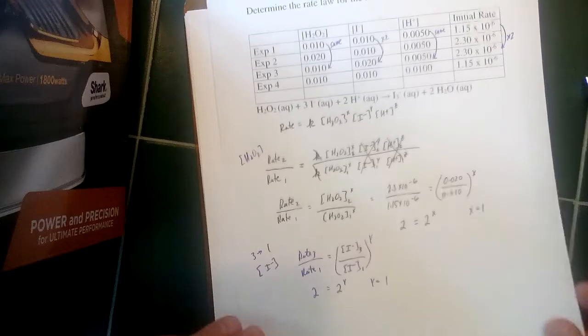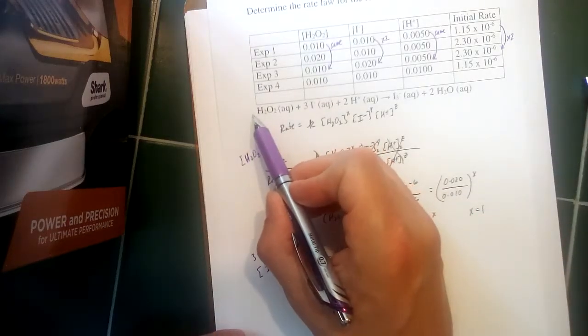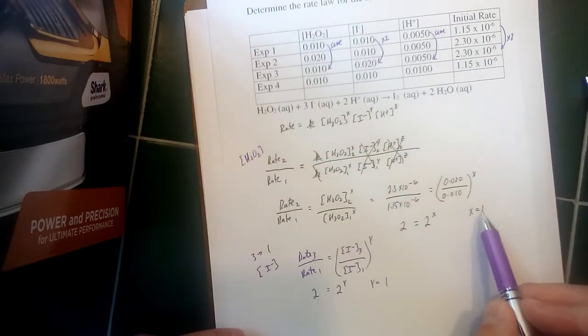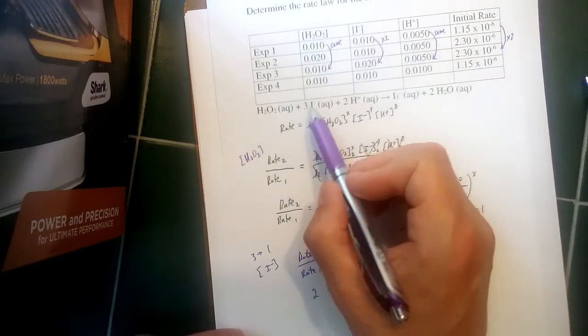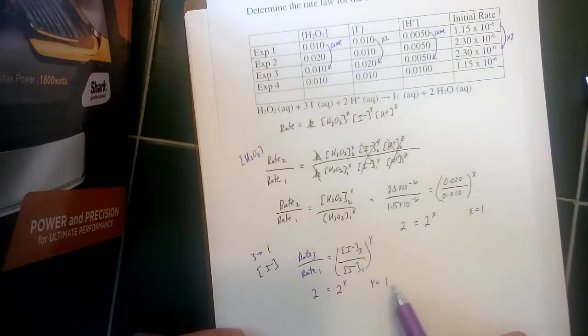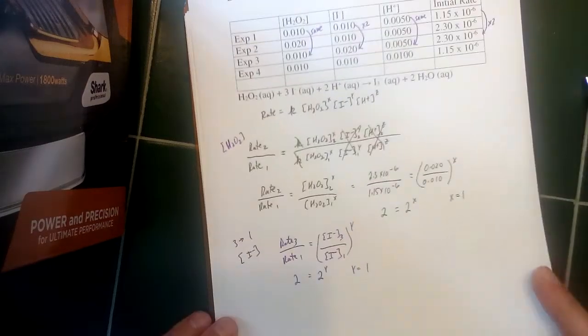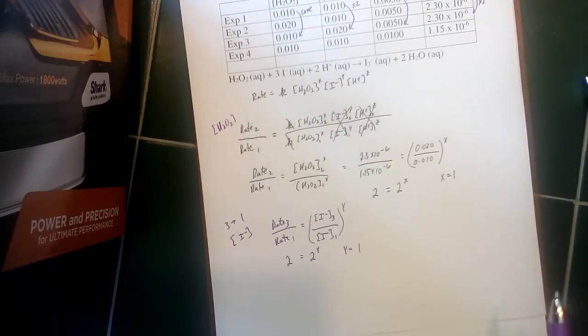And remember what I said before about stoichiometry? It's 1 for hydrogen peroxide, so it's accidental that this turned out to be 1. It's 3 for iodide up here, but in the rate law it's only 1, right? And we'll see a little bit later what that tells us about how the reaction is happening. Okay, but one more that we need to do, and that is H plus.